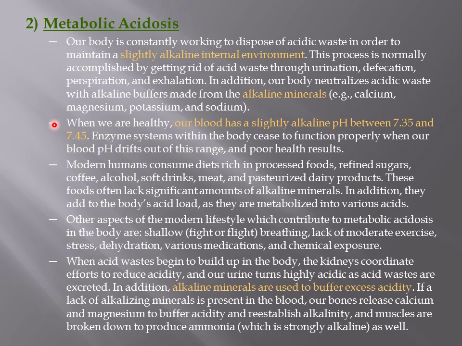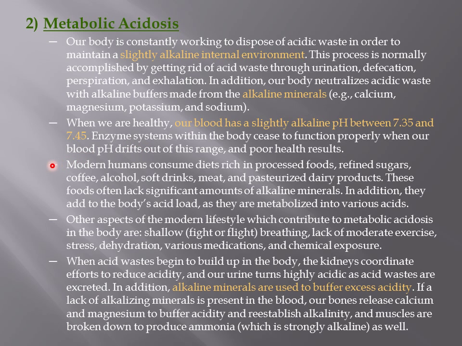When we're healthy, our blood has a slightly alkaline pH between 7.35 and 7.45. Very important to maintain that, because enzyme systems within our body and blood cease to function properly when our blood pH drifts out of this very narrow range. And enzymes are really protein molecules that accomplish all the work in our bodies. So if these systems aren't functioning properly, our body's not functioning properly, and poor health results.